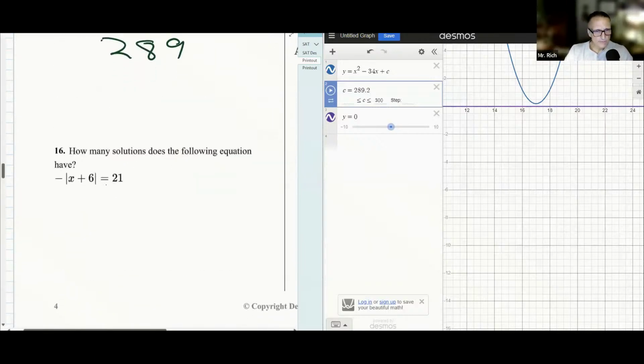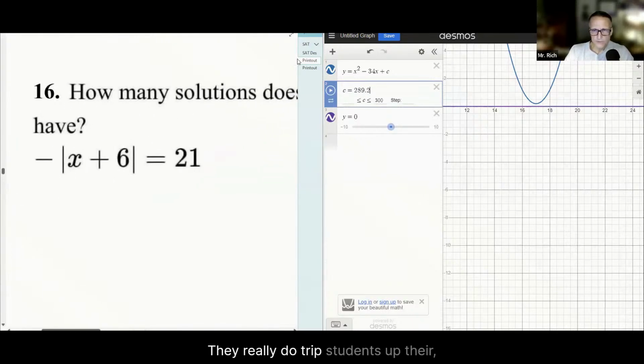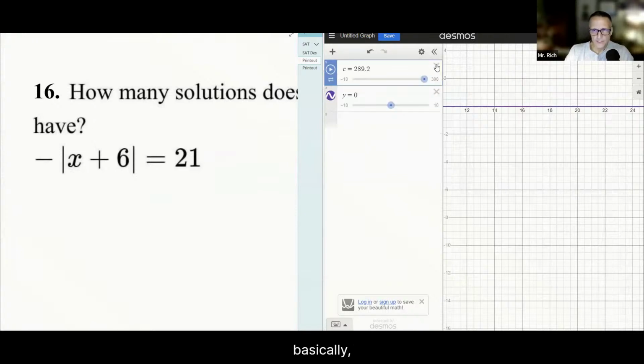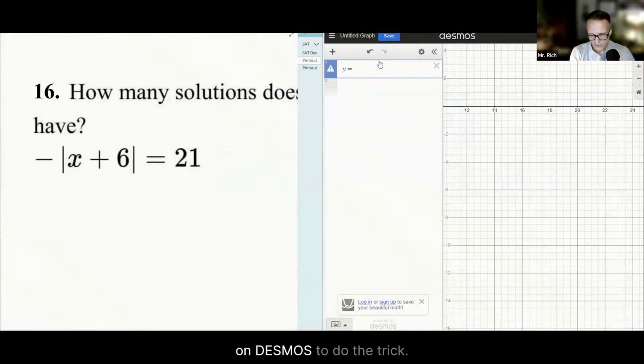How many solutions does this have? Well, I can tell you absolute value problems are kind of a scourge for most students. They really do trip students up. They're hard. They're basically piecewise functions, right? They look harmless, but I'm just going to rely on Desmos to do the trick. I'm going to graph minus the absolute value of x plus 6 as one of the graphs, and y equals 21 as the other.